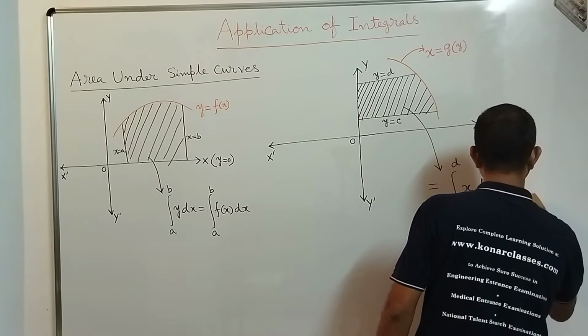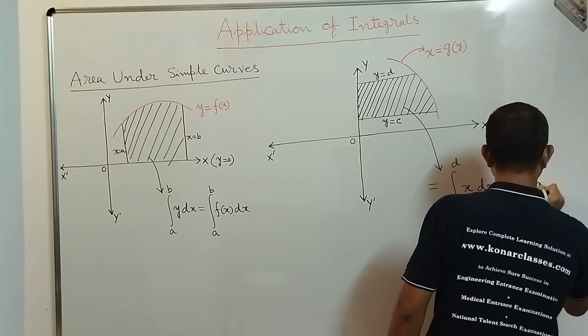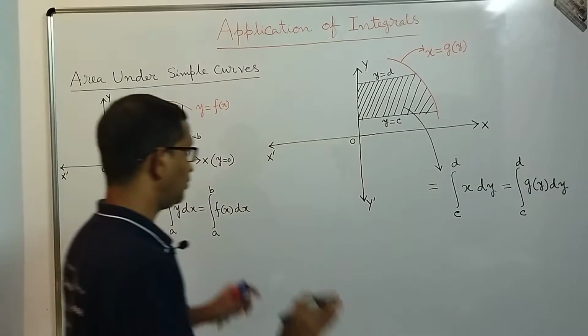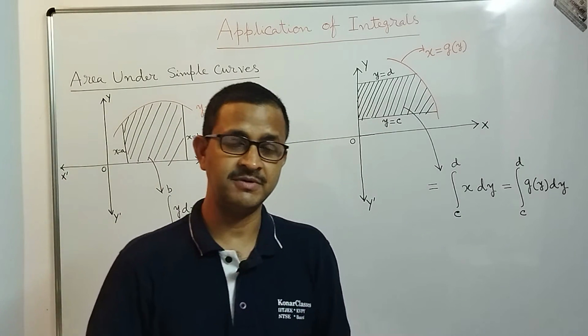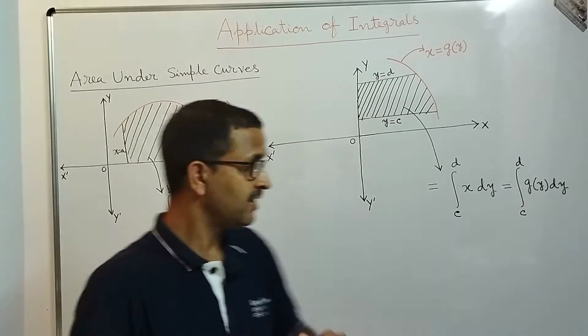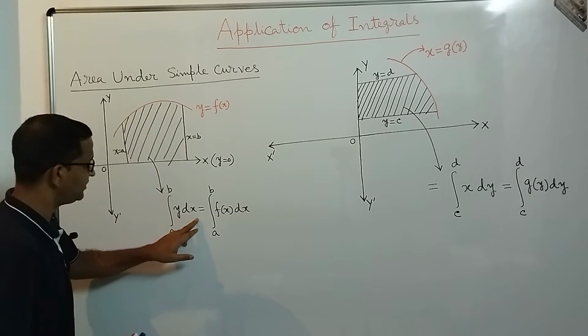So the value of this area should be ∫ c to d g(y) dy square units. So please understand this difference very well. If the equation of the curve is in the form y equal to f(x) and you are integrating along the x-axis, then it will be ∫ y dx.